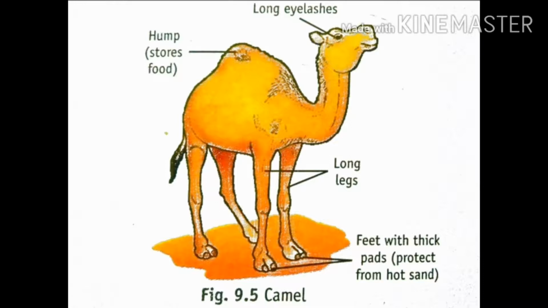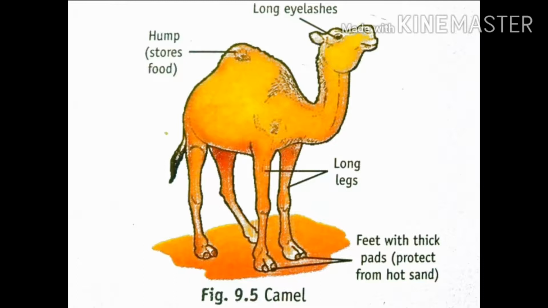Its feet have thick pads which protect it from the hot desert sand. And a camel has long eyelashes which do not allow sand to reach its eyes in a sandstorm. And a camel can close its nostrils so that sand does not enter the respiratory system during a sandstorm.